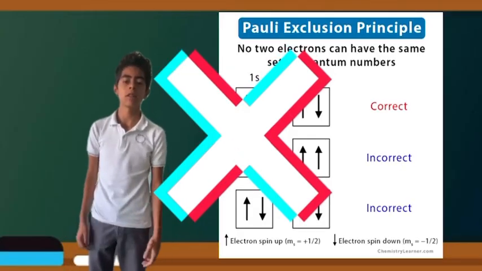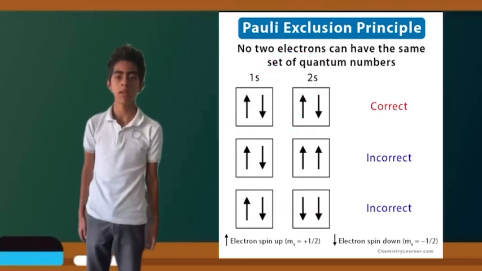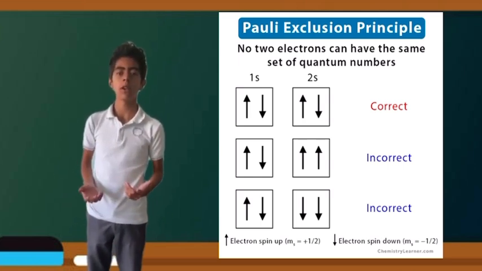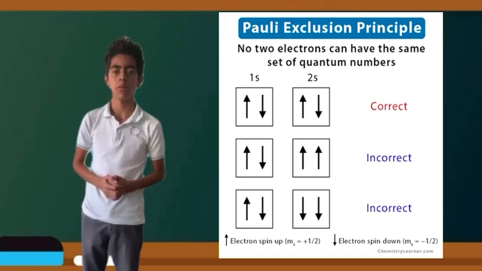Pauli's exclusion principle. No 2 electrons in the same orbital can have the same spin. If one is spinning up, the other must be spinning down, kind of like balancing on a seesaw.